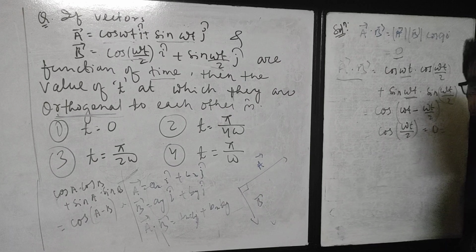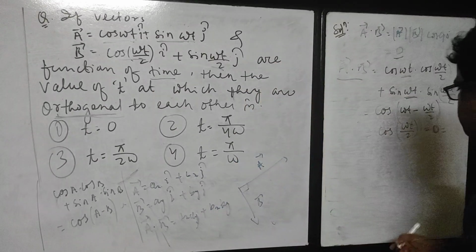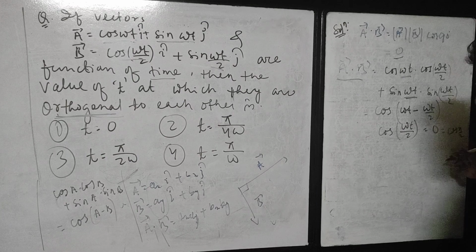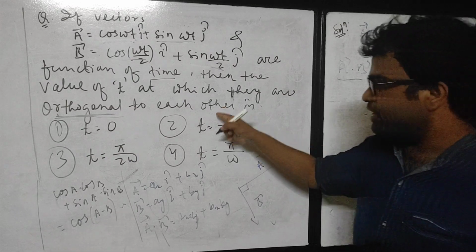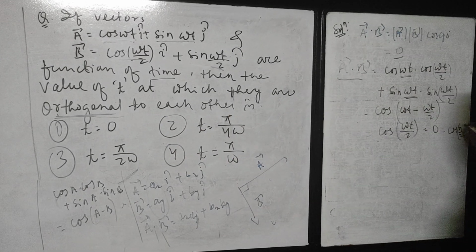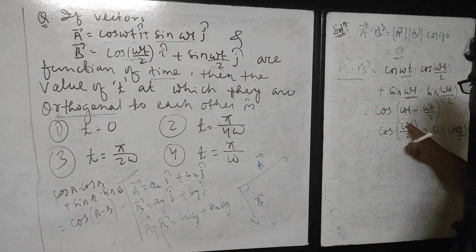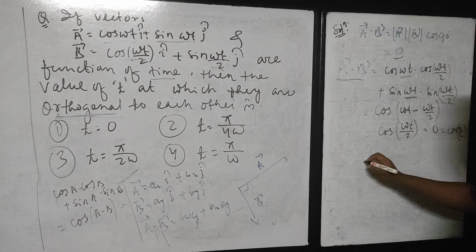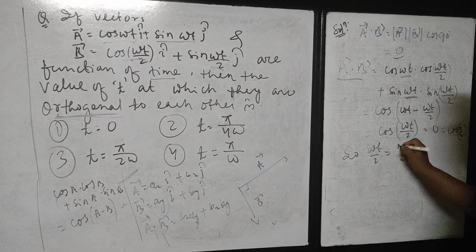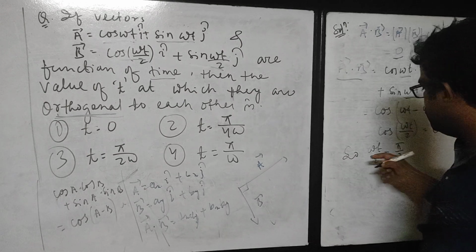When is the cos value 0? cos 90 degrees is 0, or you can say cos pi by 2 is 0. Since the options are given in pi, instead of 90 degrees we will write pi by 2. So cos omega t upon 2 is equal to cos pi by 2. We can write omega t by 2 equal to pi by 2, so that cos omega t upon 2 equals 0.